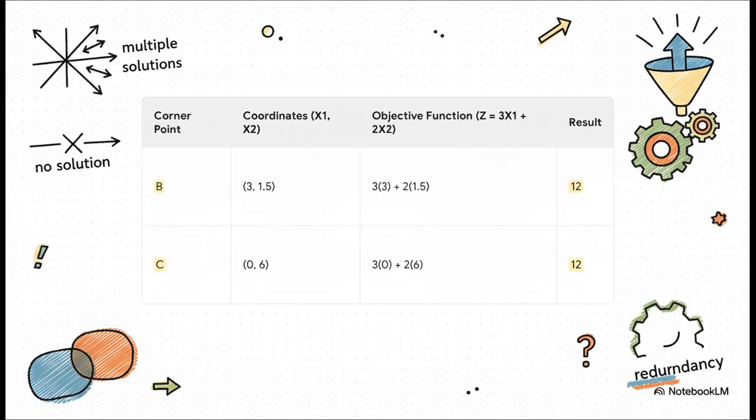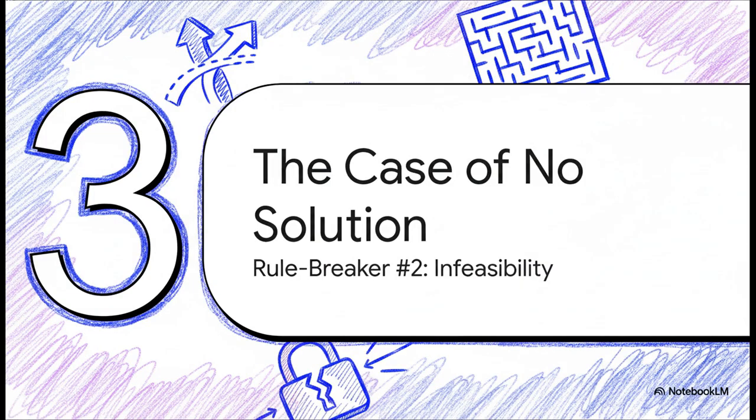And hey, the numbers prove it. Our goal, our objective function, is to maximize this formula: Z = 3x1 + 2x2. So look at point B. We plug in its coordinates, we get a result of 12. Now look at a totally different point, point C. We plug in its coordinates, and we get the exact same optimal value of 12. That means both points are equally best, and so is every single point on the line connecting them. This isn't a glitch, it's a gift. It's called flexibility.